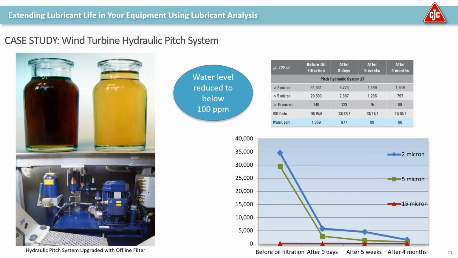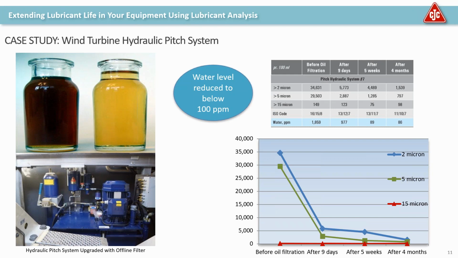But the good thing was they took a step to mitigate the problem, and you can see the excellent results, being able to reduce the water levels below 100 ppm and bring the ISO code down to even the single digits on the larger particles. 11, 10, 7 was the final result. So that's one case study.